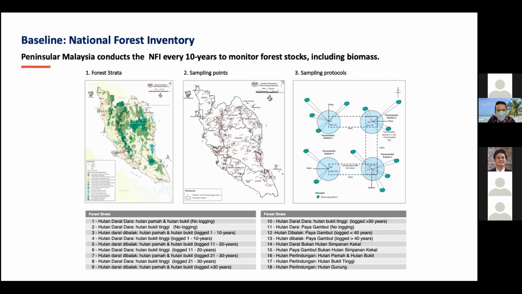Jadi based on the NFI, there are 18 forest strata yang ini memang berdasarkan aktiviti production, okay, for production. So we can see that different years from logging, 1 to 10 years ago, 11 to 20 years ago, kawasan terlindung, paya gambut. So there's about 18 forest strata based on NFI. This is useful data that we can use for planning as well for GHG.